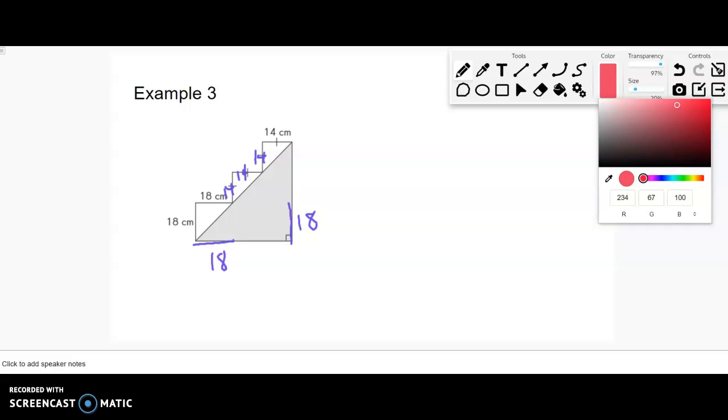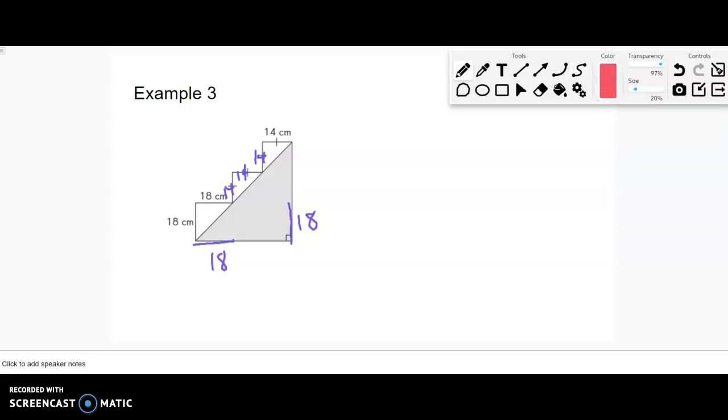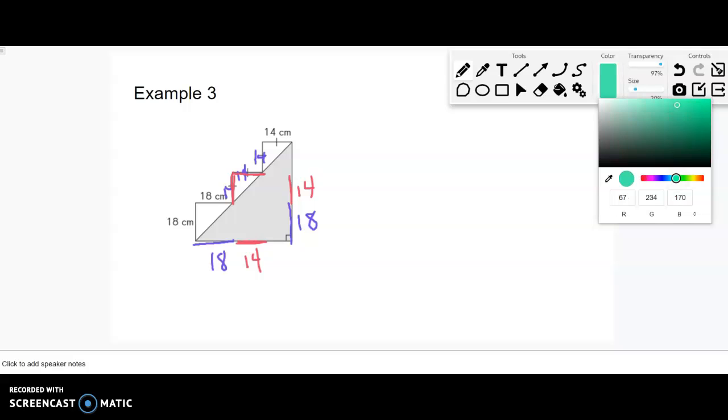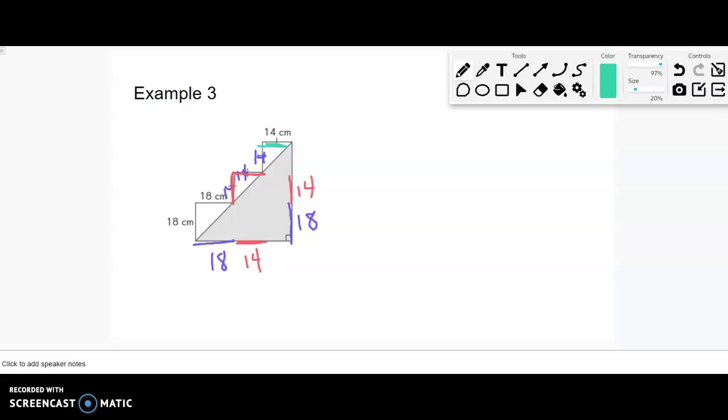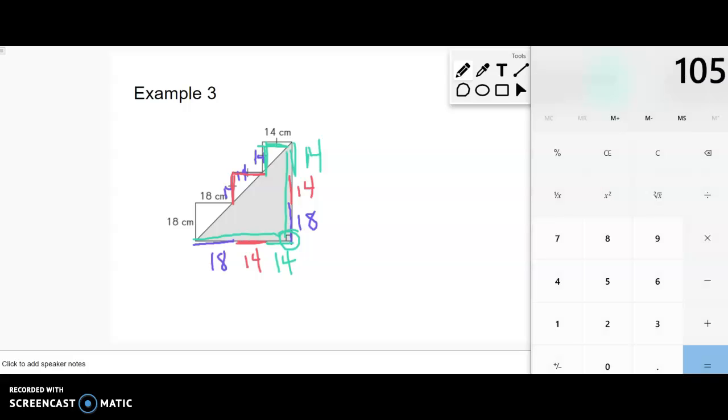I switch colors so I can show you what I'm seeing here. So I know, okay, if here to here is 14, I know here to here is going to be 14. And then if here to here is 14, I know here to here is going to be 14. And then I also know if here to here is 14, this is going to be 14, and this is also going to be 14. So now I have a right angle here, so I know I can use this as my base and that is my height. I can figure out what they are, and then I can figure out the area.